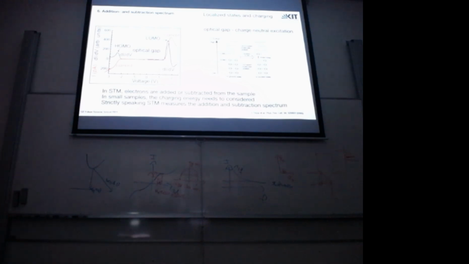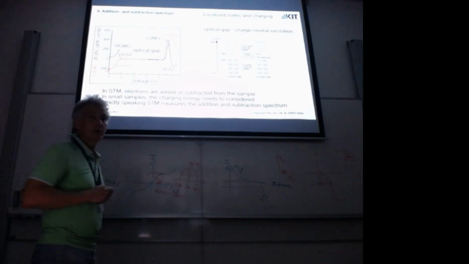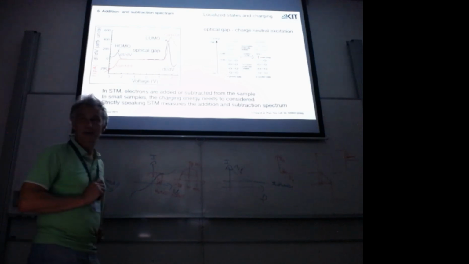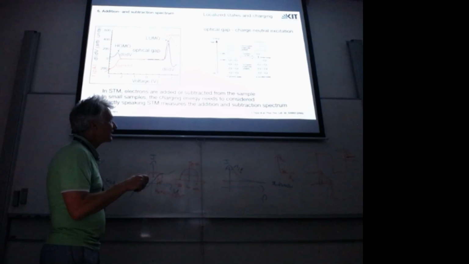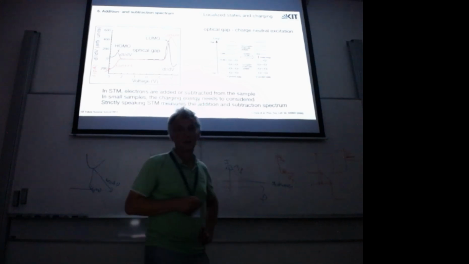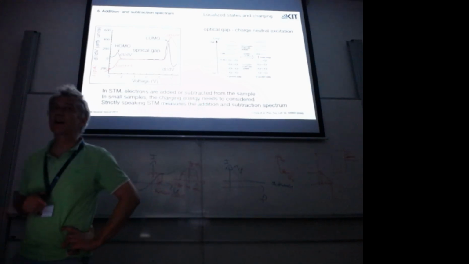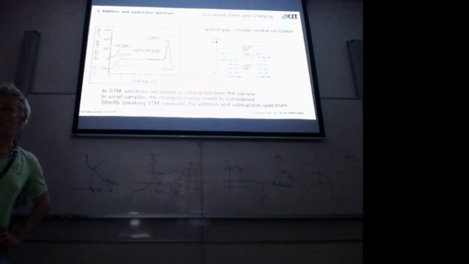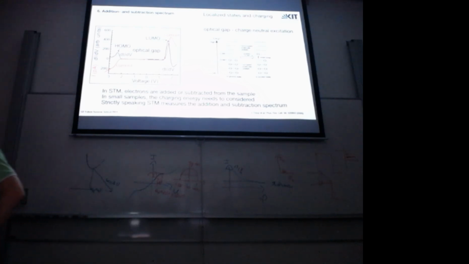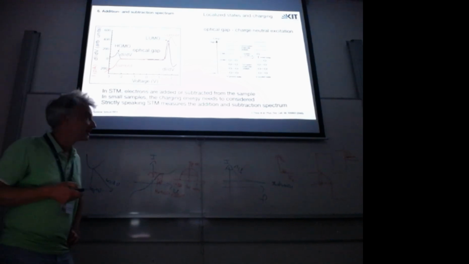It's wildly different. Why? Well, in STM we don't charge-neutrally excite the system, but we physically add an electron to the LUMO, or we take away an electron out of the HOMO. So it's the addition or subtraction spectrum. Strictly speaking, it's not the density of states. There's a difference. So the density of states is, as it says, a number of electrons, a number operator.